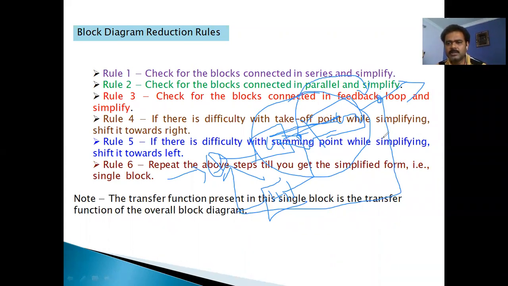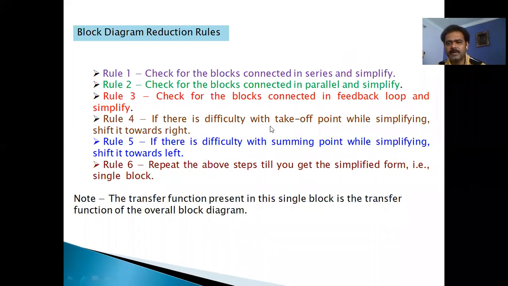Moving it after that block means 1 by G is added at this takeoff point. So 1 by G into H1 becomes the feedback for this forward path. Let us discuss the same while doing problems. That is the formula.